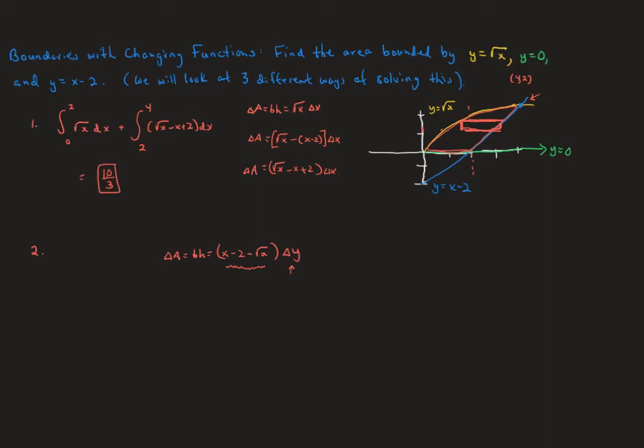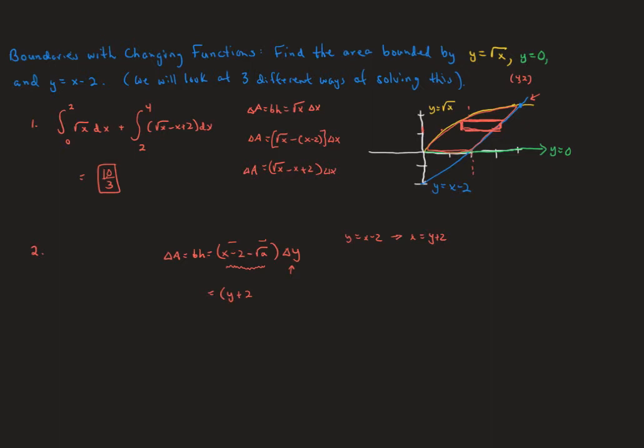So we have to come back to those functions that gave us the x minus 2 and the square root of x, and we have to rewrite those as x in terms of y. So our y equals x minus 2, we're going to now think of as x equals y plus 2. And so that's going to change that x minus 2 into a y plus 2. That's our right curve, that blue curve.